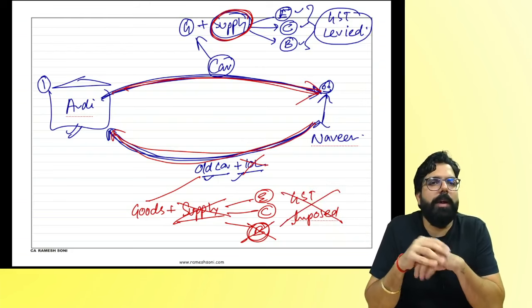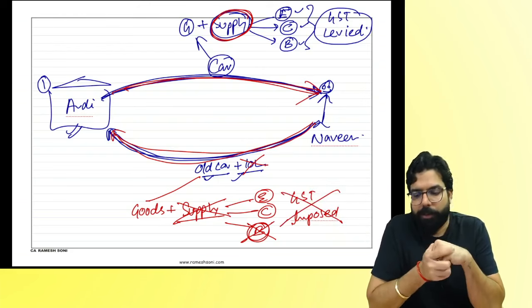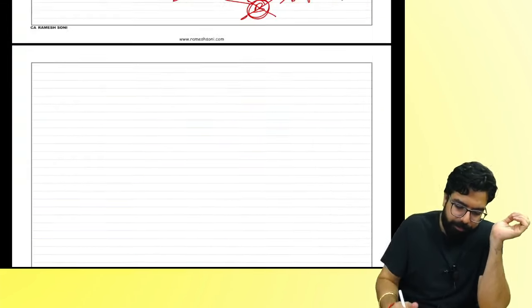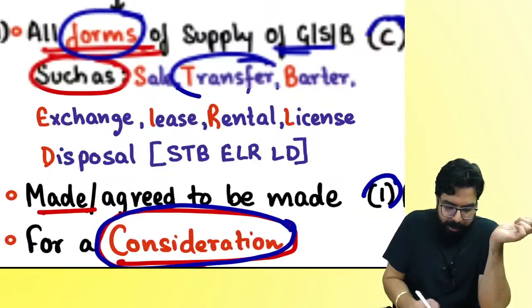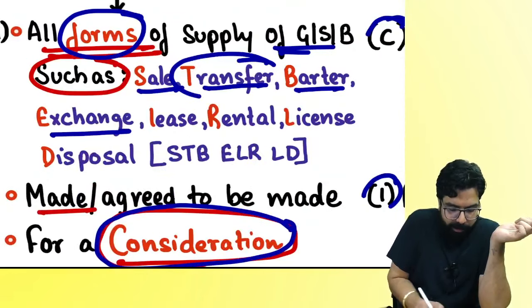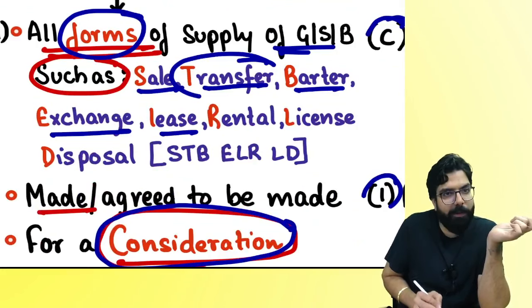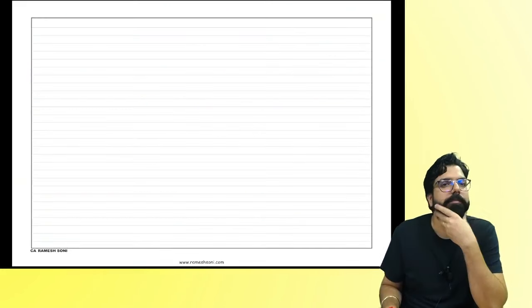Can I go ahead, everyone? Are we all clear with this point? Everyone over here. Okay. Sale done, transfer later, barter understood, exchange understood, lease we will understand, everyone.